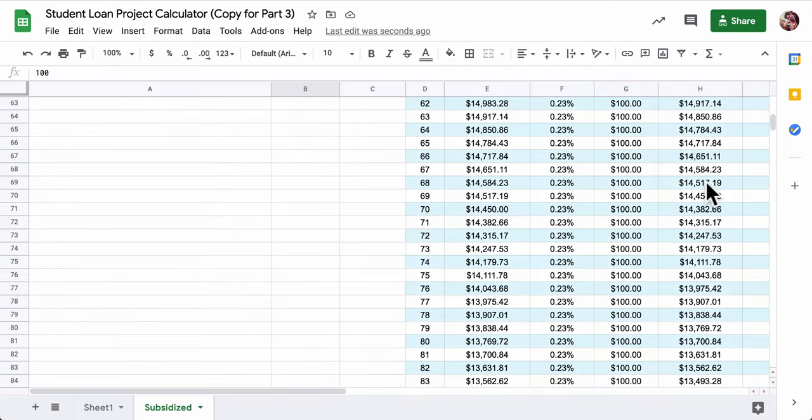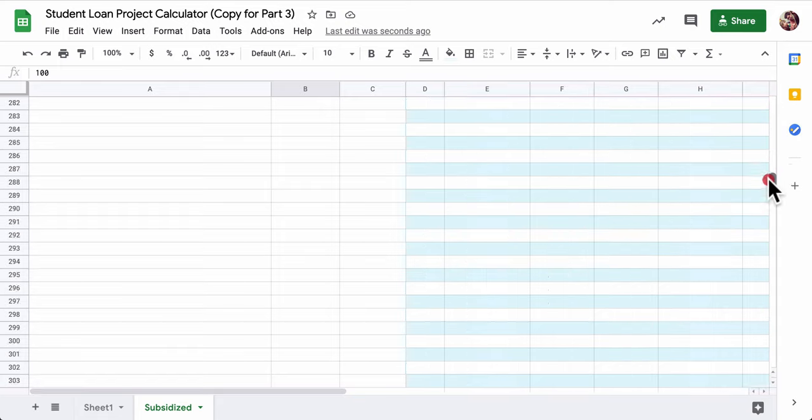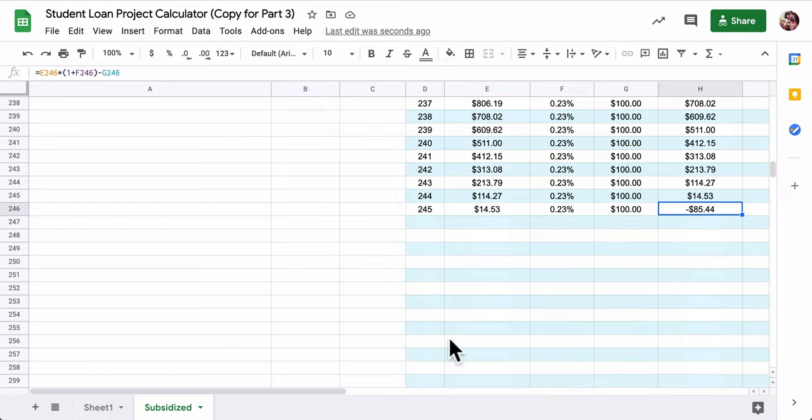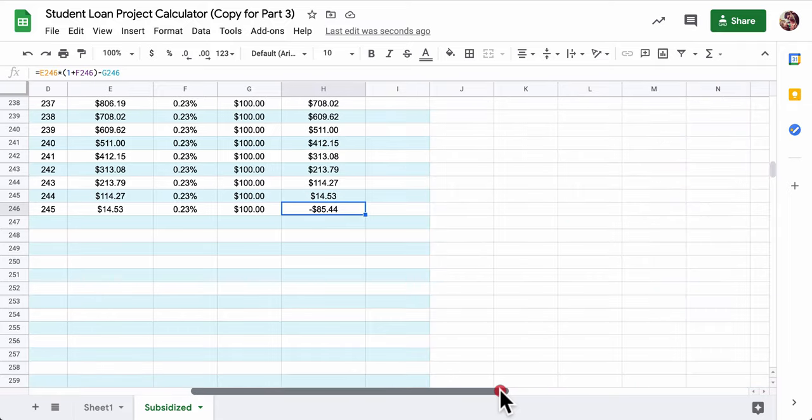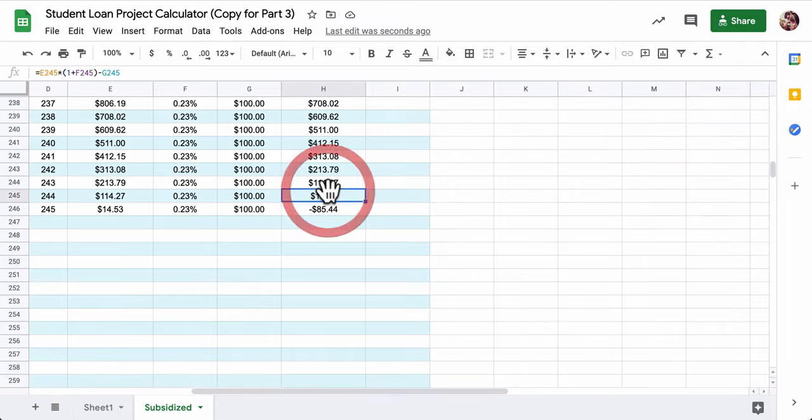And now I can see. All right, what's going on here? There it is. Boom. Now, why is it negative? Because think about this for a second. Our balance on the 244th month was only $14.53. So if we had paid $100, it would be overpaying the balance. So you always want to tweak this last row.